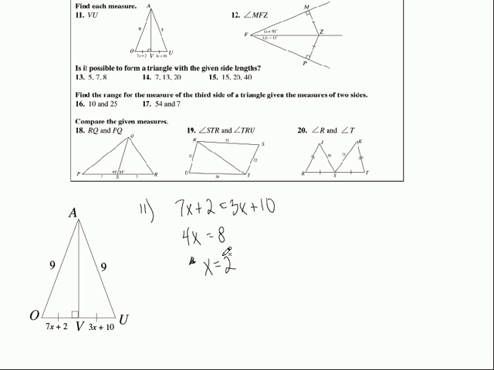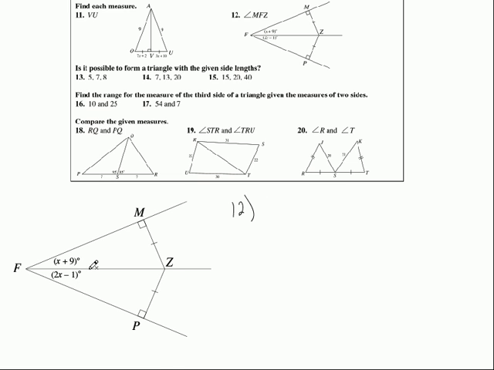That's not my answer. The question says find VU. I've got to find this whole length right here. So you're going to plug in x to that value right there for x. So it's 3 times x, which is 2, and then plus 10. That's 6 plus 10. And so VU is equal to 16. Make sure you plug it back in if it asks you to, and it does. It says find the length of VU, so we've got to find x, plug it back into this, then you work it out, and you get 16.